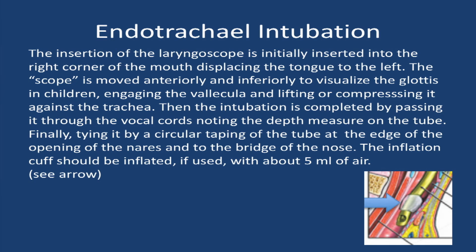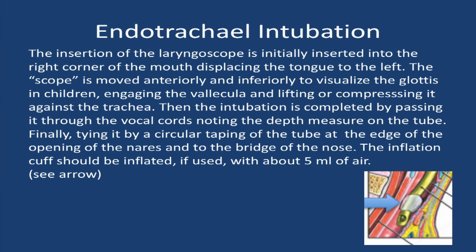Then the intubation is completed by passing it through the vocal cords using the McGill to hold the end of the tube, noting the depth measure on the tube when you're satisfied that it has entered the trachea, and finally tying it by a circular taping of the tube at the point of the depth measure you noted, and attaching it around the opening of the nares and the bridge of the nose.